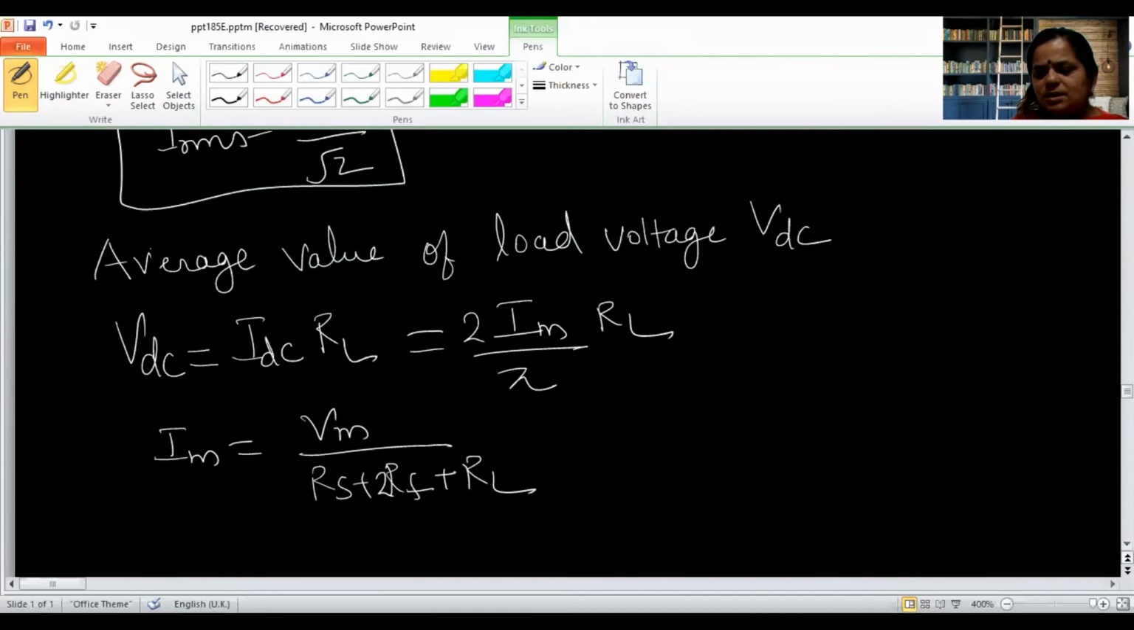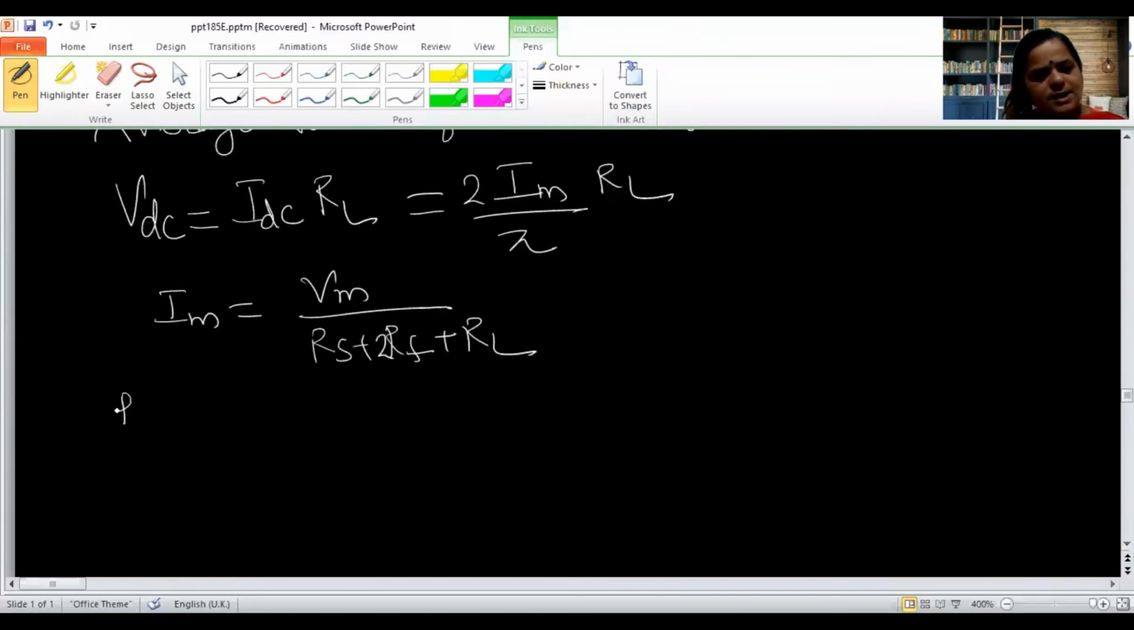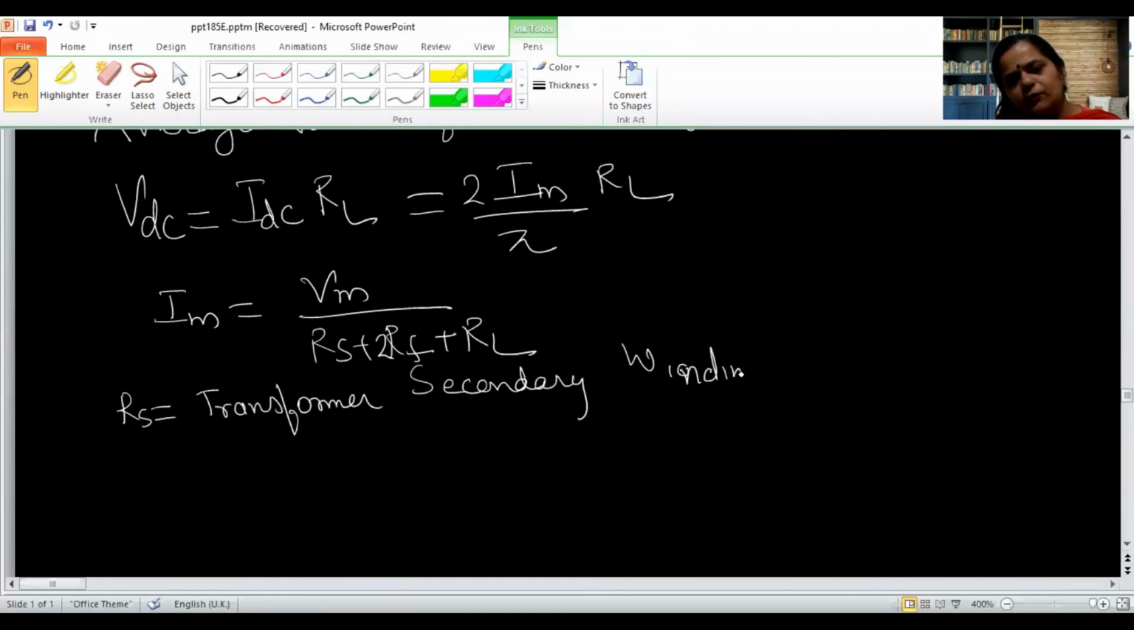Now what is Rs, Rf, RL? Rs is nothing but the transformer secondary winding resistance. Why is this coming into the picture?